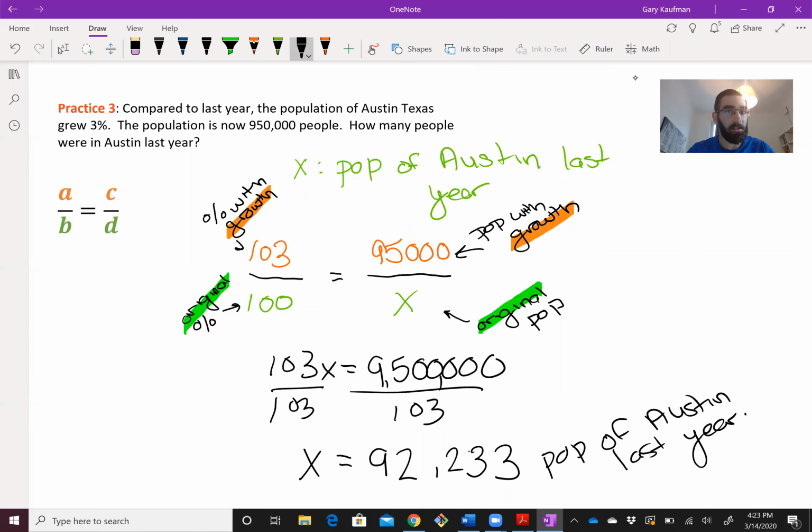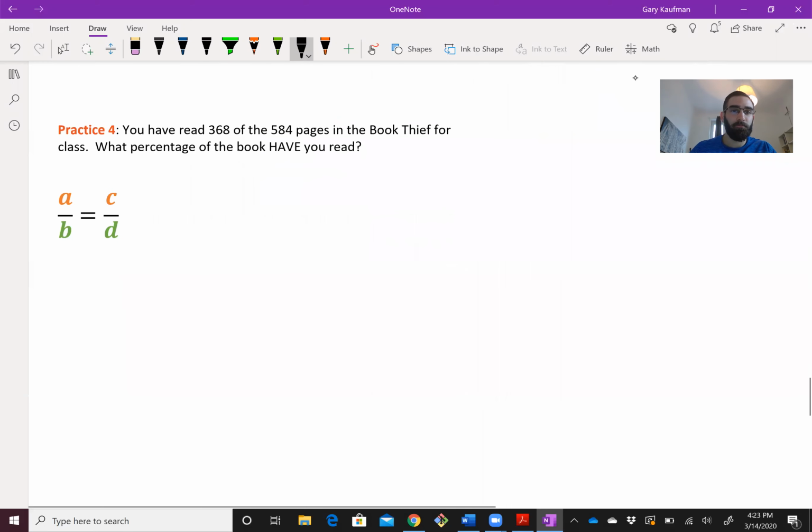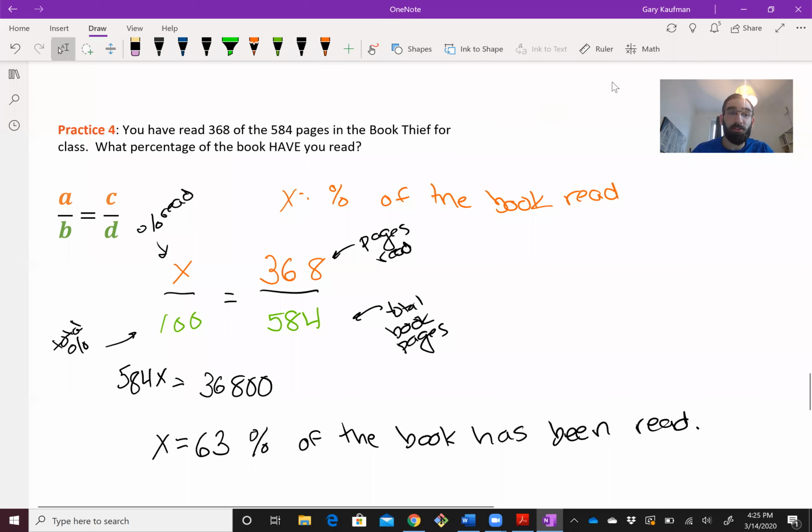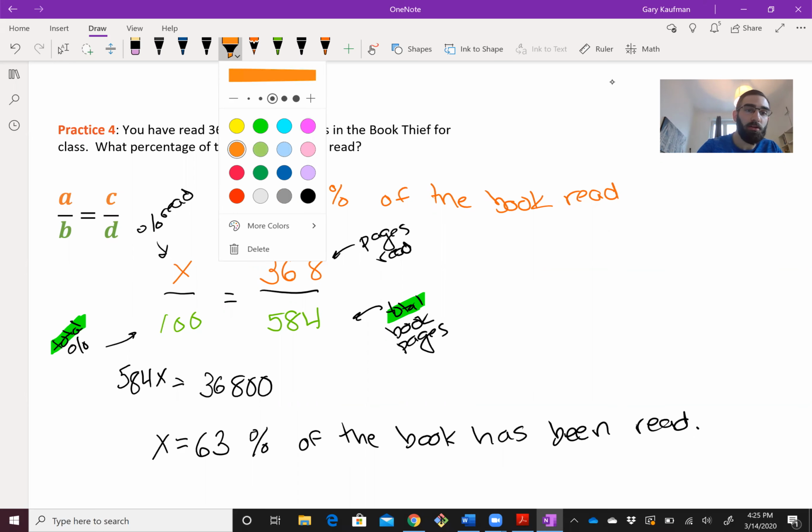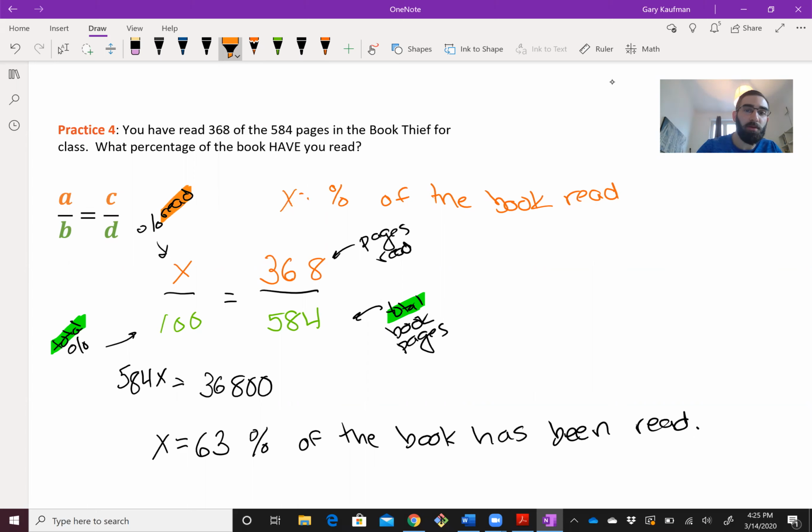So I have two more practice problems for you. You have to decide, is A, C, or D missing? All right, here's practice problem 4. Give it a shot. So here's the answer to this question. We were missing A, the percentage. We see again that this represents the total percent, the total book pages. And my numerator was the percent read, and this represents the pages read. It's all matching up. It ends up being about 63% of the book.